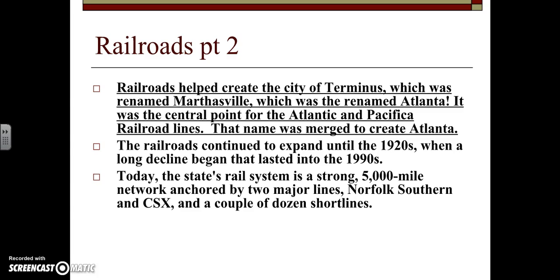Railroads helped create the city of Terminus, which was renamed Marthasville, which was later renamed Atlanta. It was the central port point for the Atlantic and Pacifica Railroad lines. That name was merged to create Atlanta.